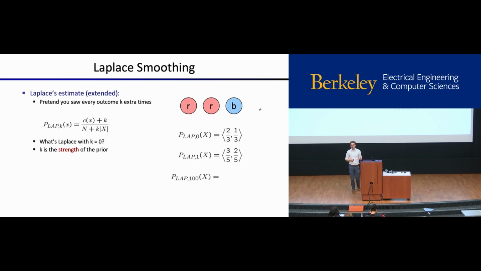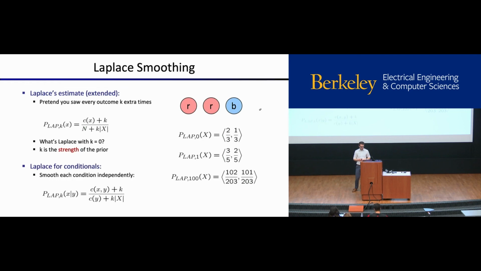But if we say k equals 100, we're going to add 100 reds and 100 blues, and we get 102 reds and 101 blues with this data set, divided by 203. Then basically they have the same probabilities, essentially. This is saying, I really think it's uniform over reds and blues, and you would have to gather a lot of data to convince me otherwise. So this is another way of thinking about it.